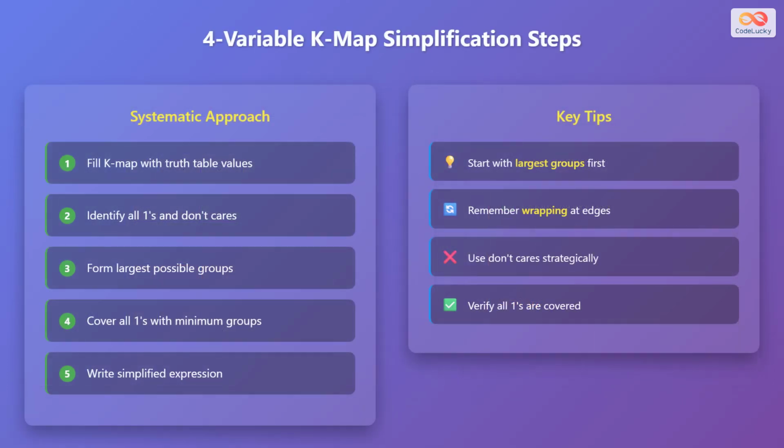Here is a systematic approach for simplifying K-maps. First, fill the K-map with the values from the truth table. Next, identify all the ones and don't cares. Form the largest possible groups, remembering to wrap around the edges and using the don't cares when appropriate. Cover all the ones with the minimum number of groups. Finally, write the simplified expression based on the groups you've formed.